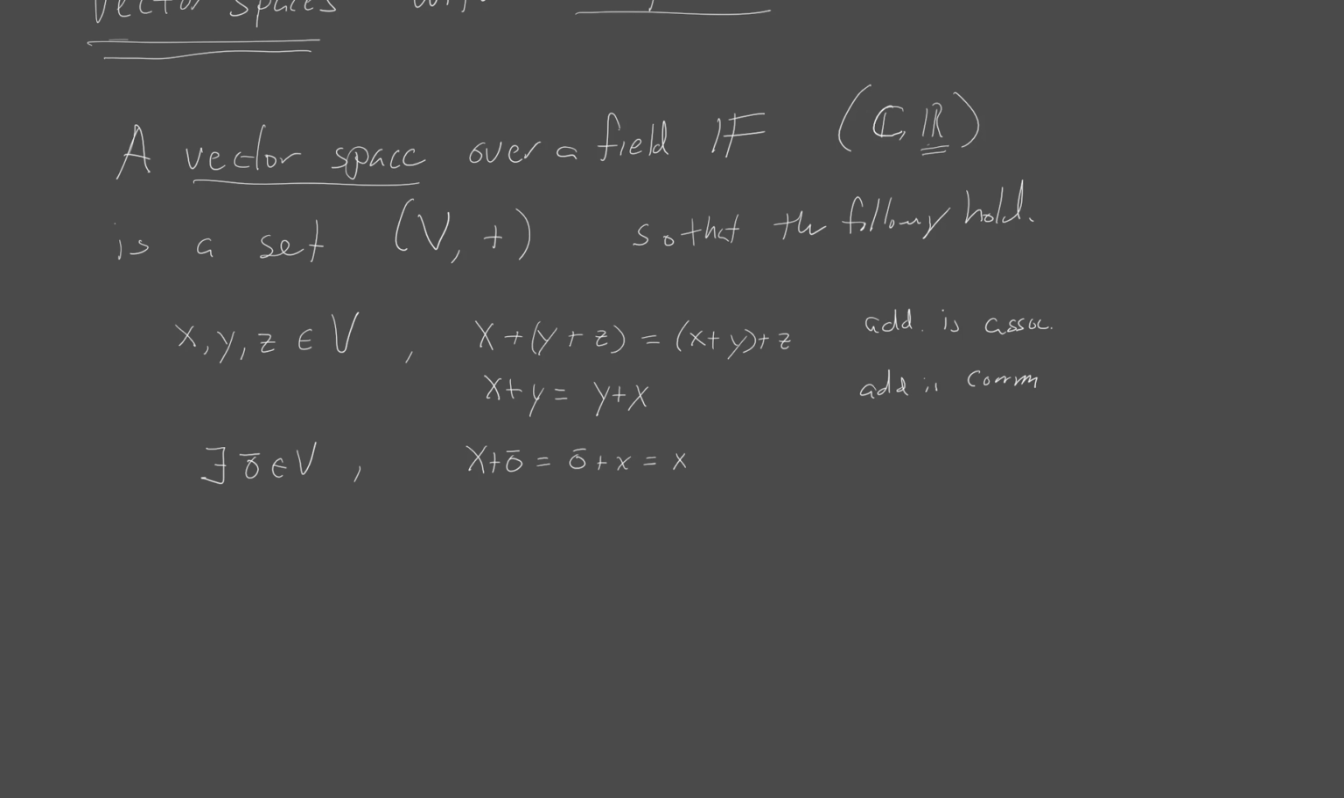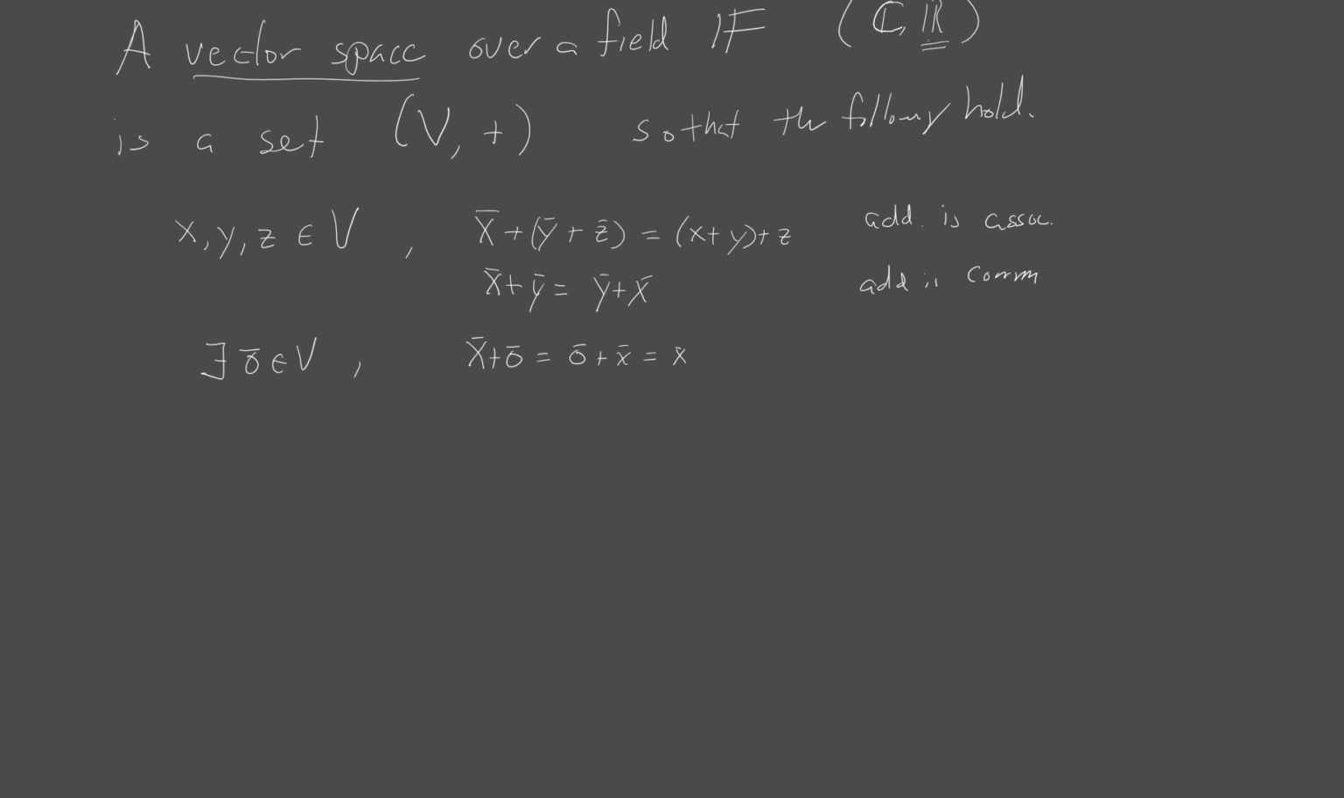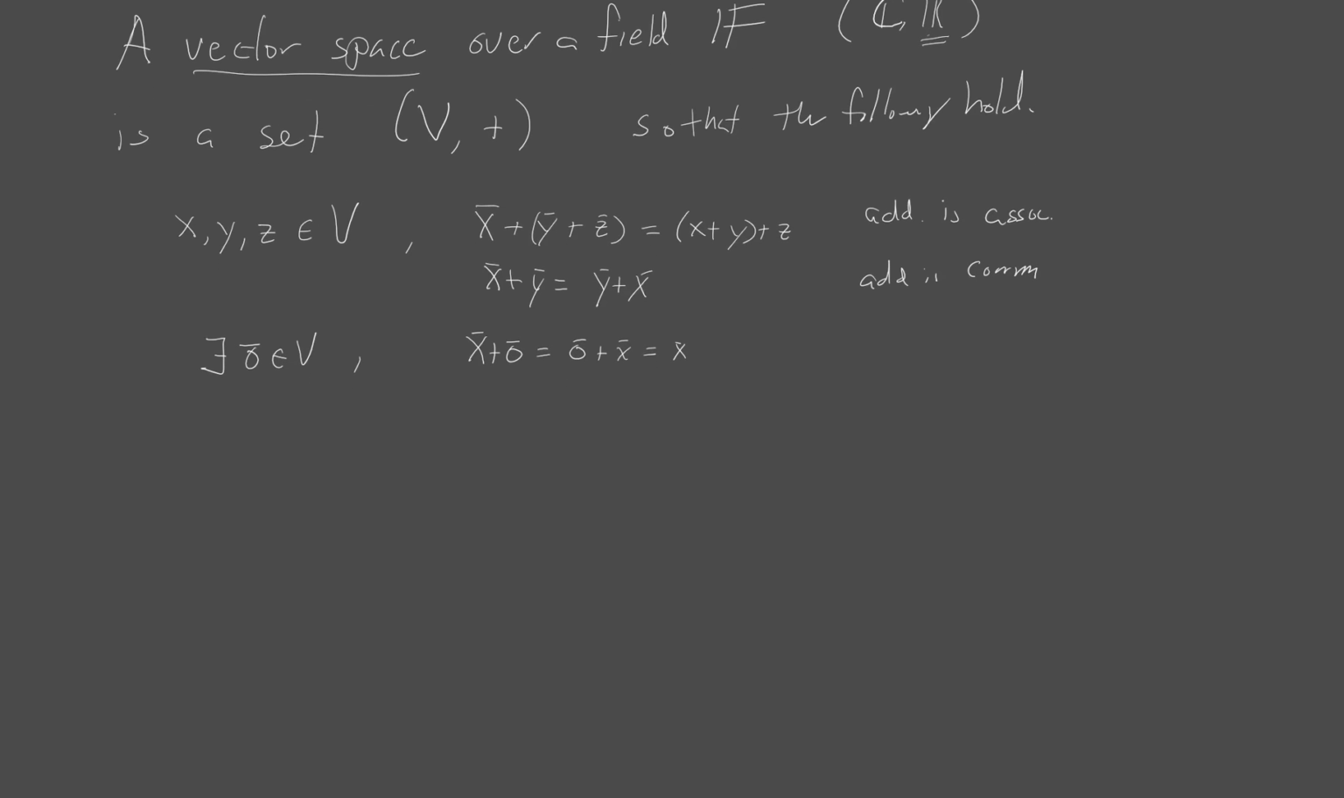Sometimes I draw the bar over it, so it's not just the number 0, it's the vector 0. I should maybe draw bars over all of these things, but in context, we're going to be talking about vectors most of the time, so I might not draw those bars all the time. Okay, and then I also want additive inverses to exist. So for all x in V, there exists a minus x in V with x plus minus x equal to minus x plus x equal to 0.